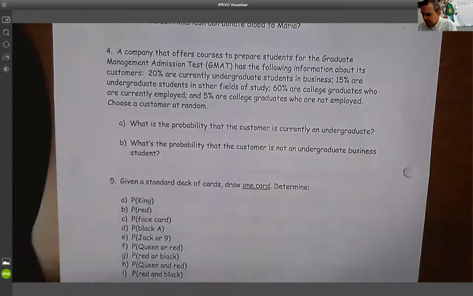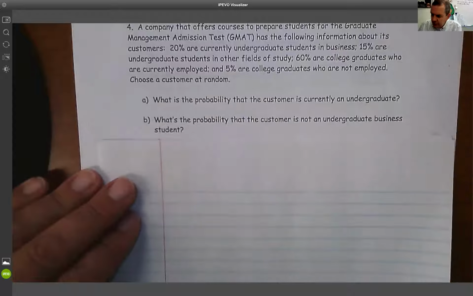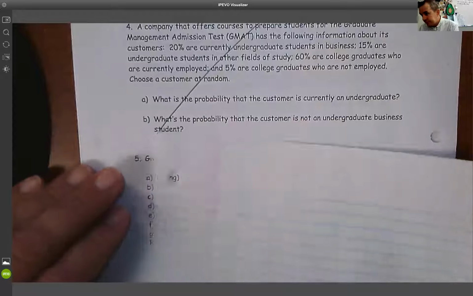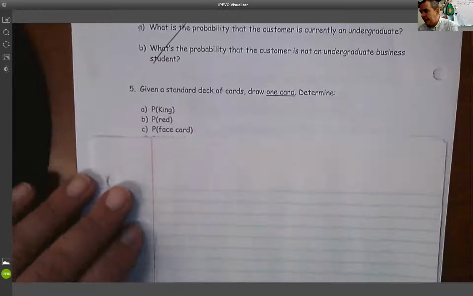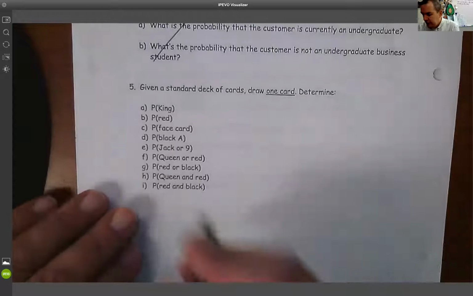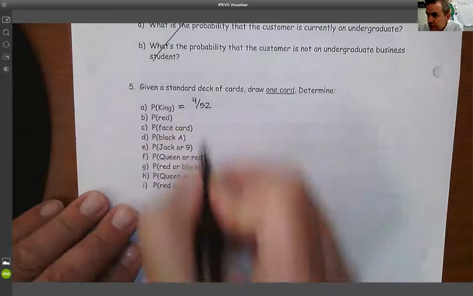Now let's talk about number 4. Okay, we're gonna skip 4. Actually, we had this on another sheet. I don't like this question, so we're just gonna skip 4. Okay, now, probability, standard deck of cards. You draw 1 card, determine. This is again that stuff I said at the very first day of class. There are 4 kings in a deck of cards, so it's 4 out of 52.